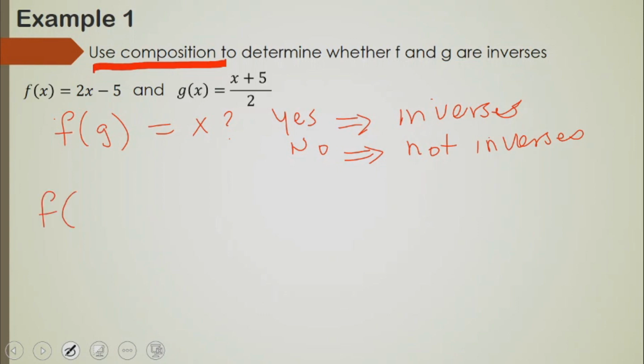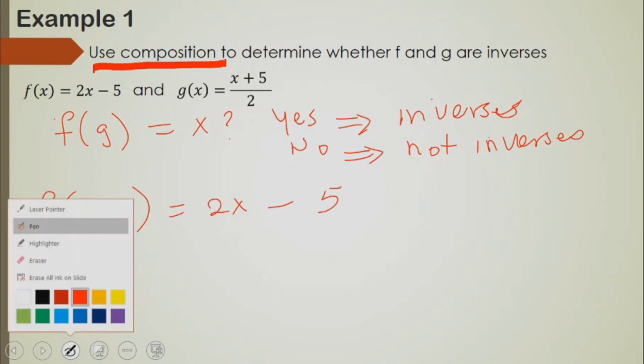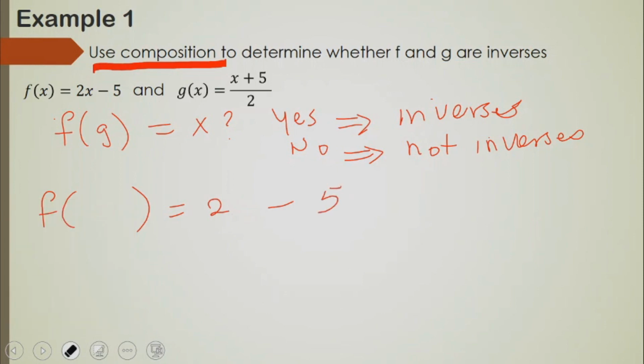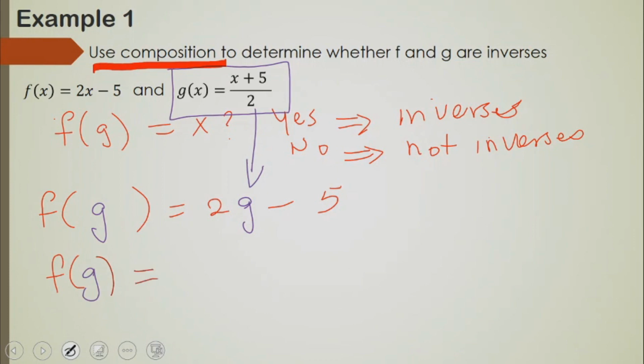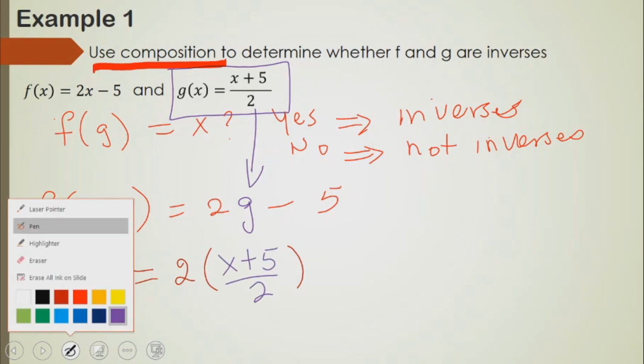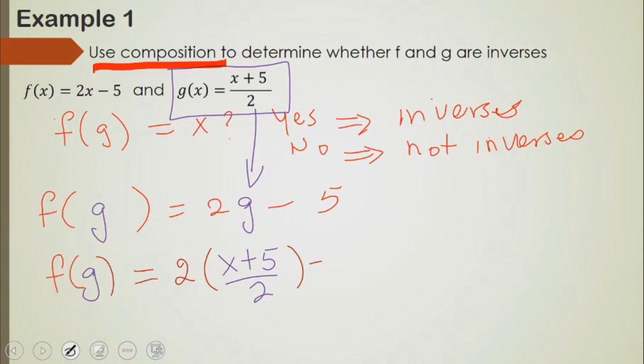So our f of x is 2x minus 5. Now we want to find f of g. We just need to stick g into f. Our f of g will now be equal to 2 multiplied by g, where the entire g is (x plus 5) divided by 2. And please don't forget the minus 5. So we now need to simplify this.